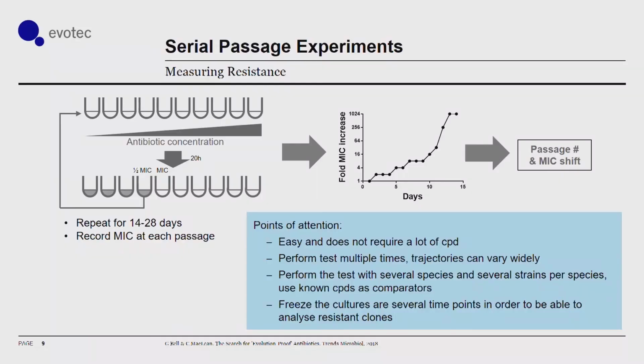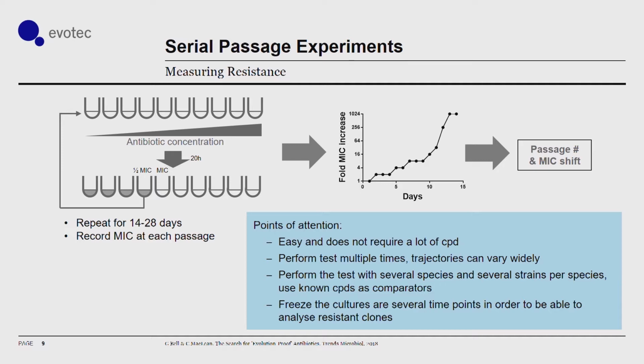The second experiment that is usually done is the serial passage experiment. It's basically doing an MIC, and when you've measured the MIC, you go at half the MIC, sometimes a quarter of the MIC, regrow this culture, and then do an MIC again the following day. So you end up with a curve like this, where you see over passages the MICs are always going up. So what you get in the end is the passage number and MIC shifts.